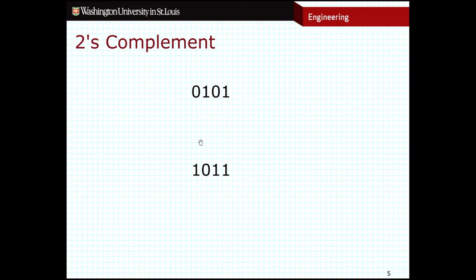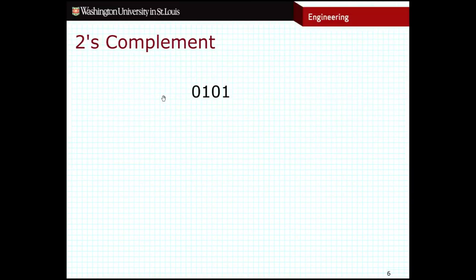Let's say I start with a negative 5 and I want to go back to a positive 5. I can run that same process in reverse. I'm going to flip all of the bits, so it's going to become 0, 1, 0, 0, and then I'm going to add a 1 to that result, so I get 0, 1, 0, 1, which is my positive 5.